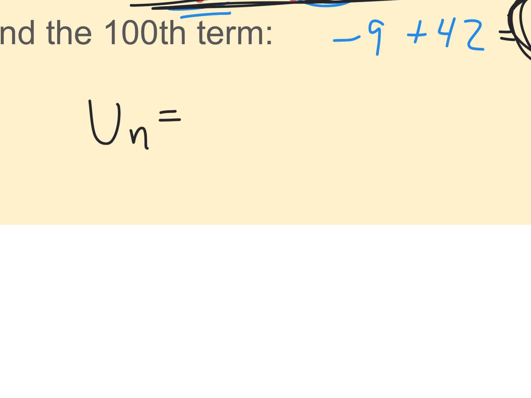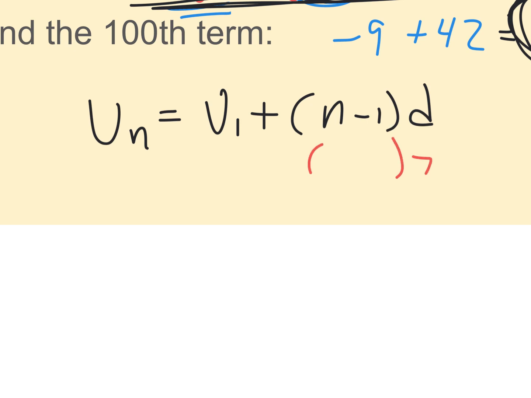U sub n, any term. That's what U sub n means, any term. U1, that's the first term, plus n minus 1 times d. We're going to do the common difference, which is 7. We're not going to do it 100 times, we're going to do 100 minus 1 times, which is 99 times 7. Plus the starting number was negative 9.